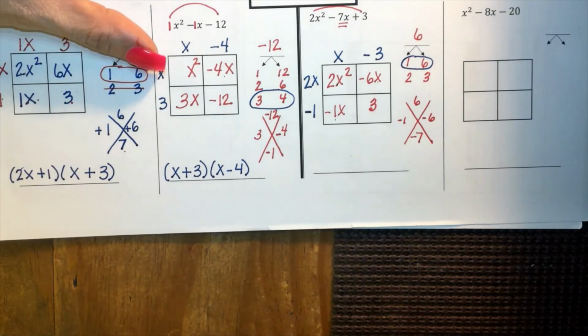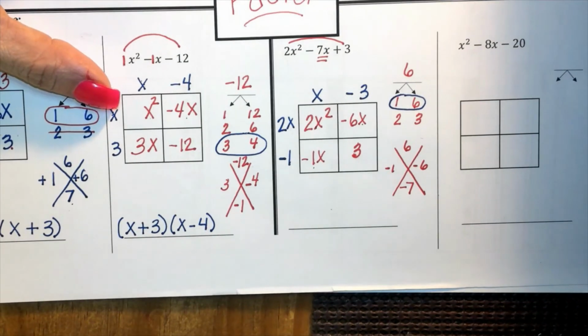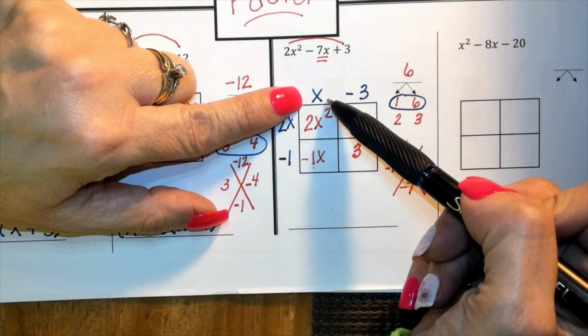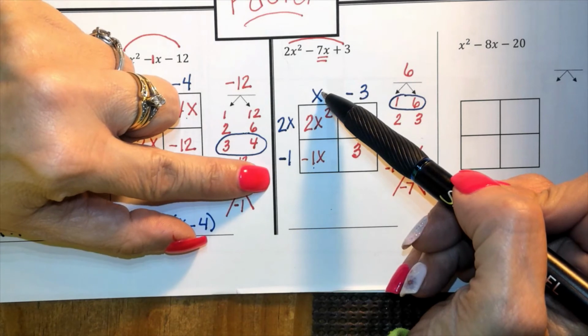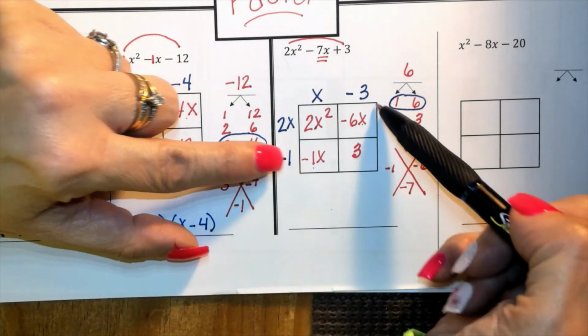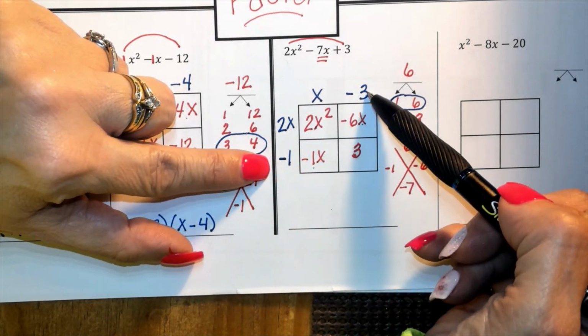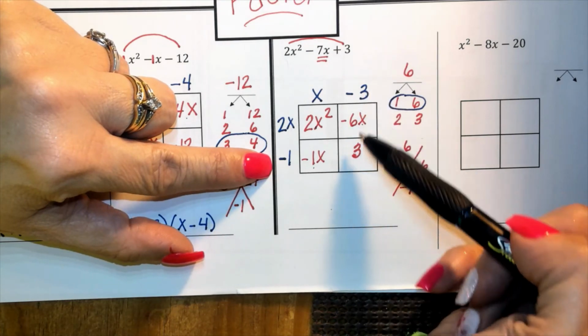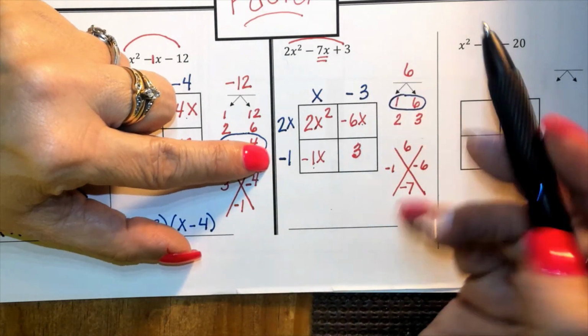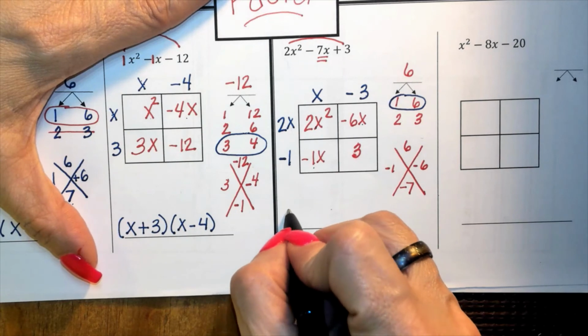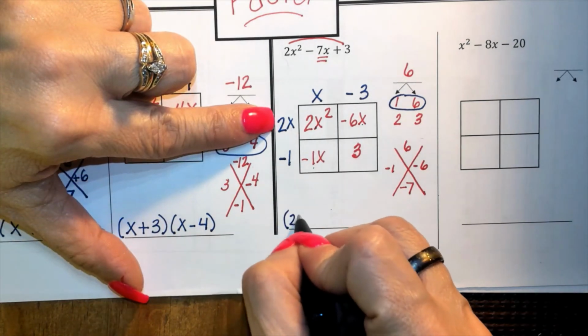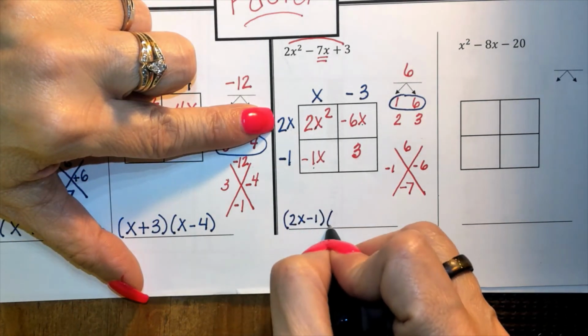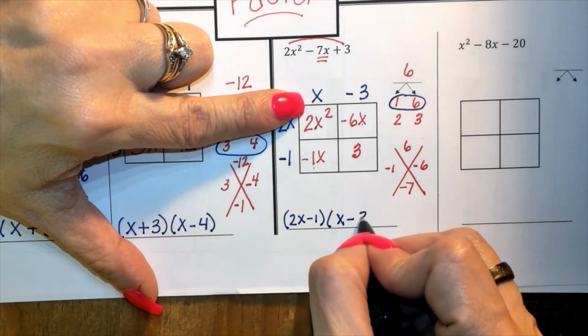Sorry guys, my camera froze and I didn't even know it. Okay, so I think where I stopped was I was saying the x right here. X times negative 1 would give me negative 1x. And then negative 3 times negative 1 would give me a positive 3. So let's write our factors down here: 2x minus 1 times x minus 3.